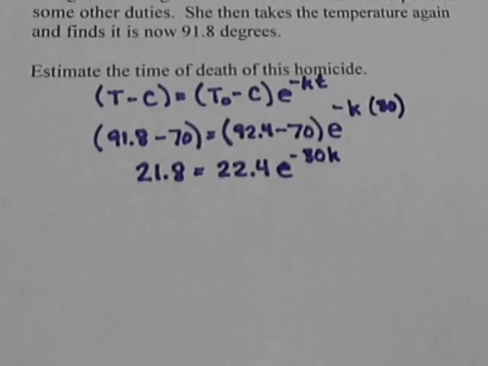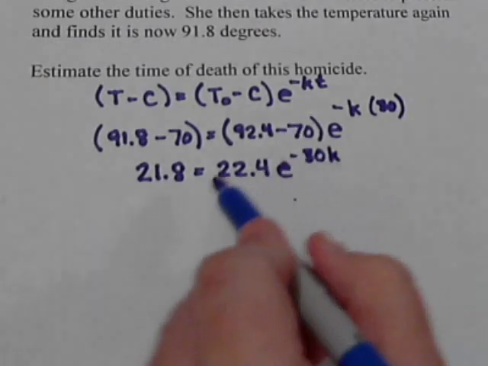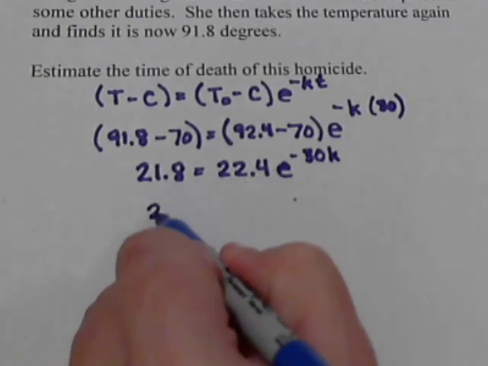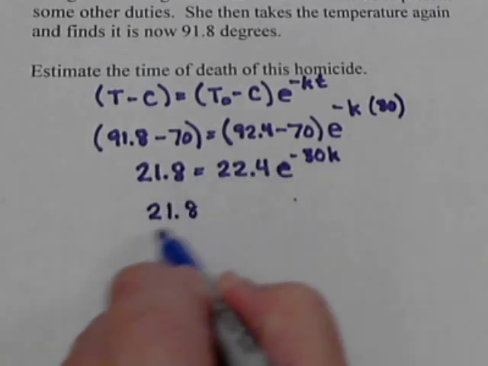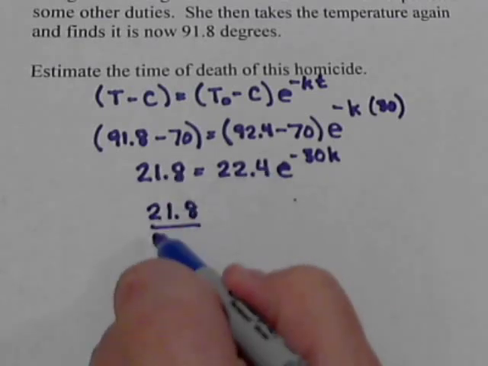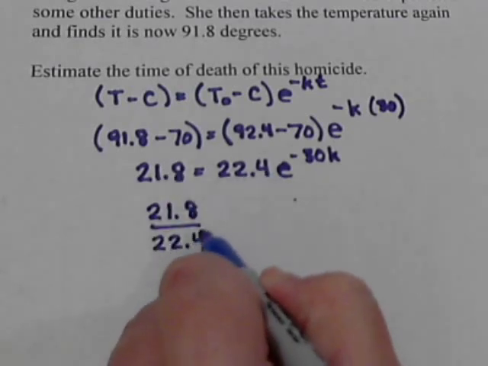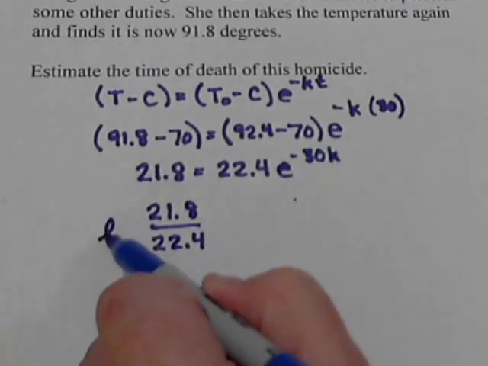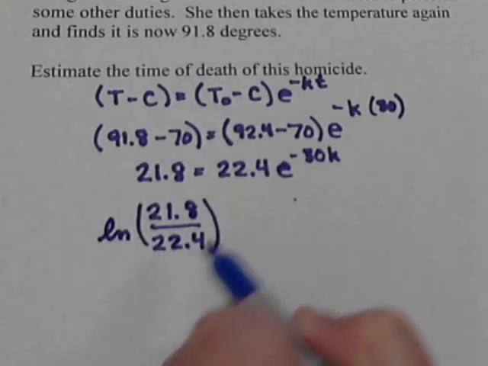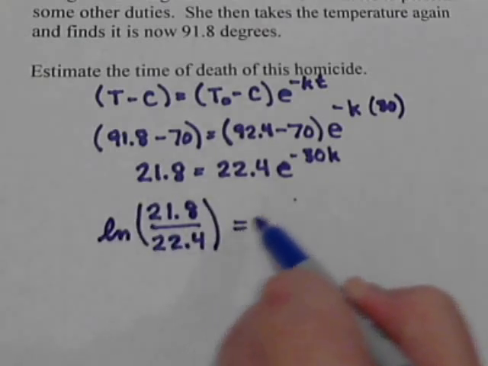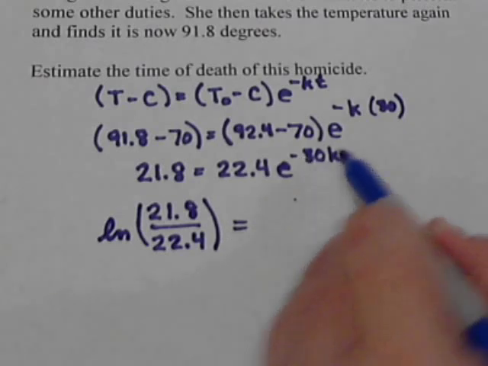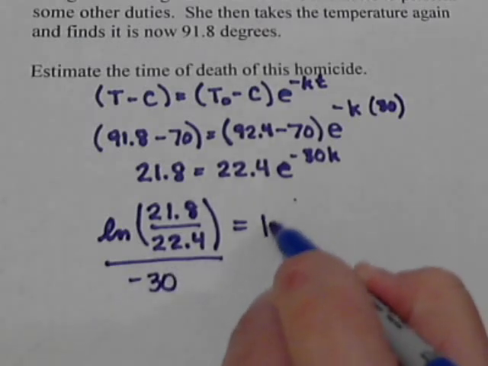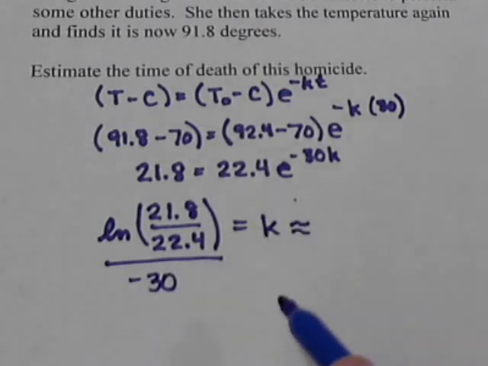All right, now let's solve this for K. We want to get the K by itself. The first thing I need to do is divide by the 22.4. I'm going to do this all in a series of steps without writing it all down. So we take the 21.8 and divide it by the 22.4. Then we need to get rid of the e, and we do that by using the ln. So we take the ln of all this, and then we're left with negative 30K. To get the K by itself, we divide everything by negative 30, and that leaves the K by itself.